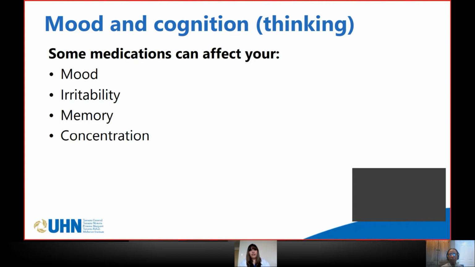So we're going to talk about a few of the side effects in a little bit more detail. So some medications can affect mood, including depression, anxiety, and irritability. And some medications can also affect our thinking, including memory and concentration. Certain medications can actually affect mood positively, including valproic acid, carbamazepine, and lamotrigine. So these may be good options for people who already have some underlying mood problems.